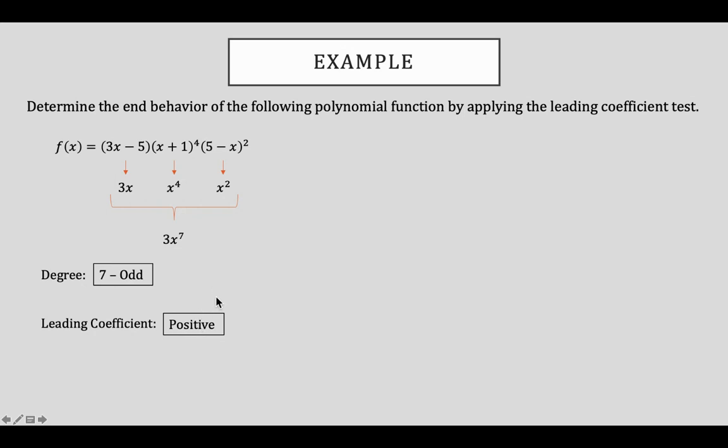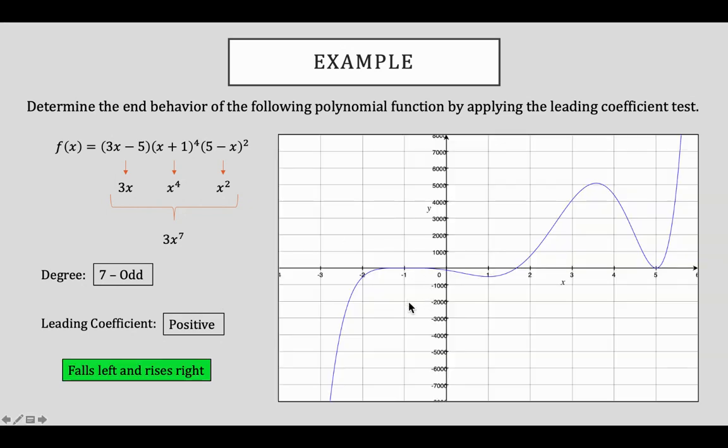What does that mean for our end behavior? The graph is going to fall to the left and rise to the right. And as you can see here, the graph certainly does that. It's going to fall to the left and rise to the right. There you have the leading coefficient test. Again, remember you have to identify the degree of the polynomial and whether or not the leading coefficient is going to be positive or negative.